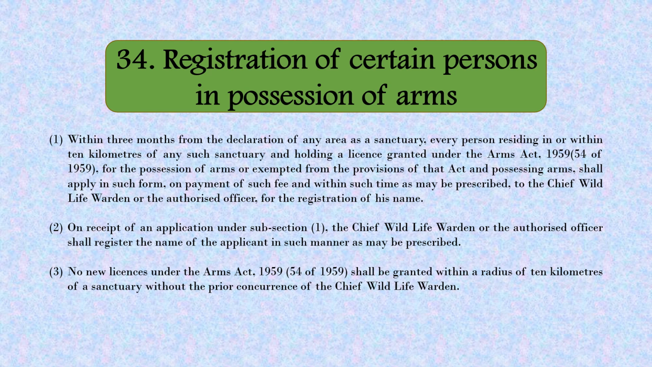name under the chief wildlife warden, but after 3 months of declaration, there will be no chance for getting license under the Arms Act 1959. And this is actually necessary because carrying a weapon is dangerous for not only those who are carrying but also nearby animals and people also.